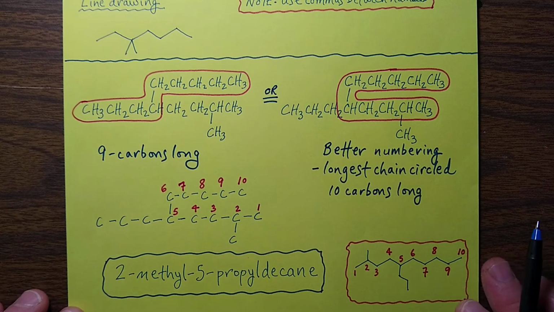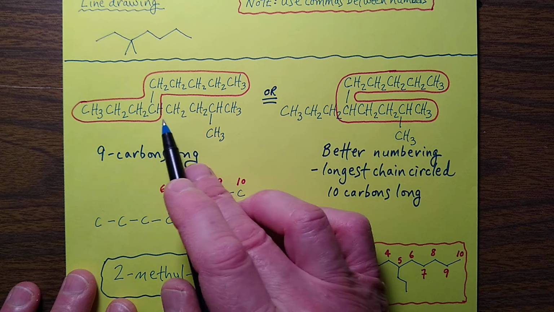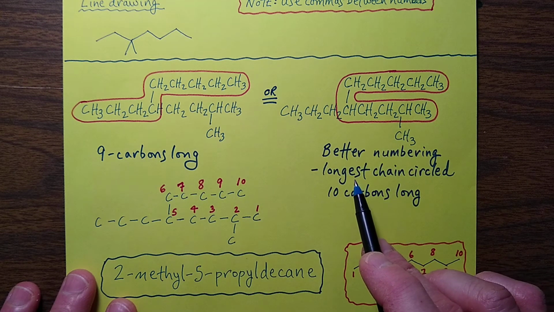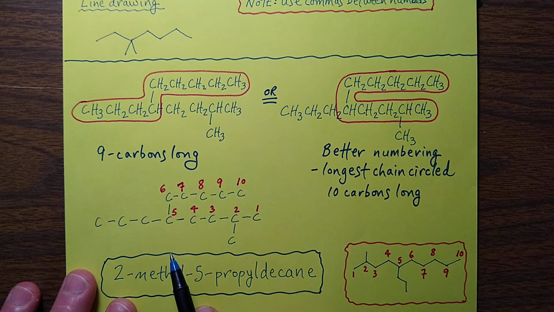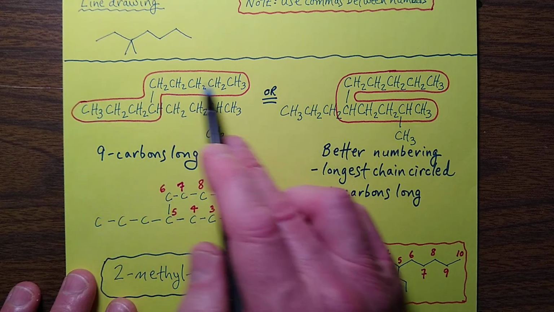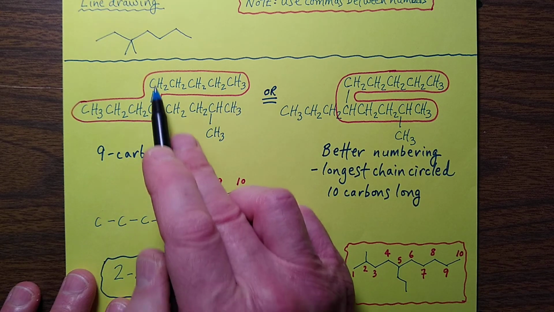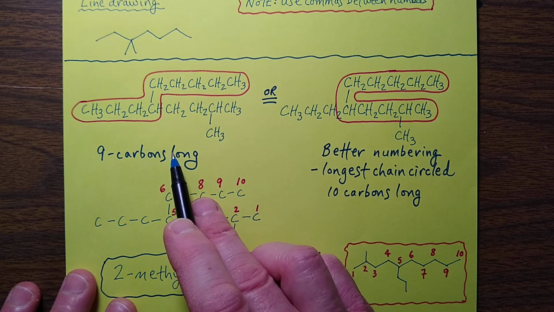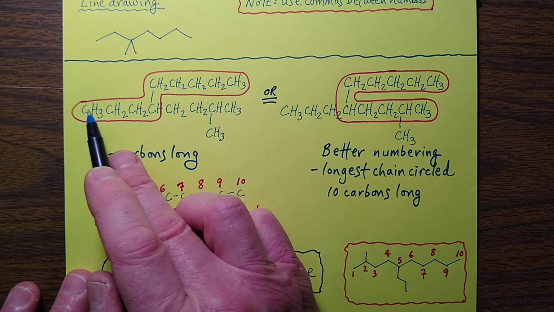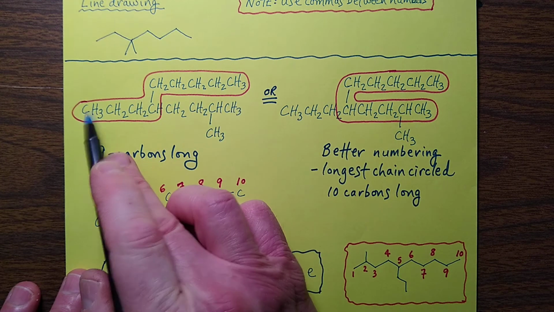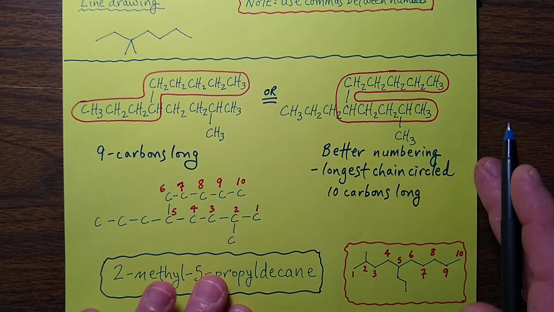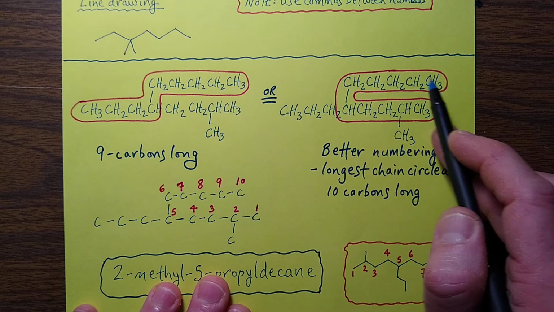Now here's a little more challenging one. Here I give you this molecule. Looks kind of like a mess. These are the same molecule, believe it or not. They just look different because I've circled those chains differently. Here I said, okay, I think this is the longest chain. 1, 2, 3, 4, 5, 6, 7, 8, 9. That's good. 1, 2, 3, 4, 5, 6, 7, 8. No, not 9. 1, 2, 3. I'm trying to find the longest chain. 1, 2, 3, 4, 5, 6, 7, 8. Nope.